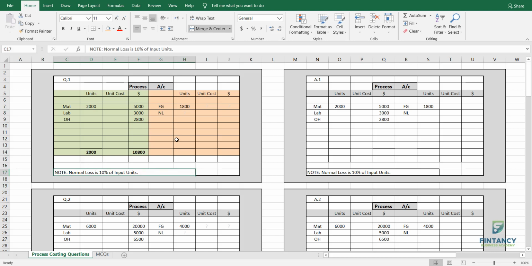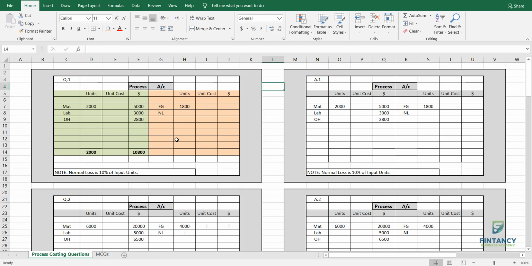So they are saying here it is 10% of input units. So in the normal loss column here, what you will do is you will say is equal to 0.1 into... okay, see here I am not doing the question, so I am doing on this side. I have written A1 for you.